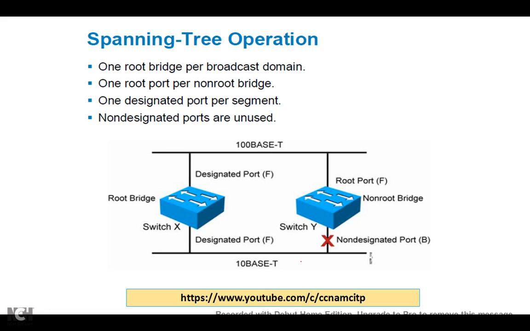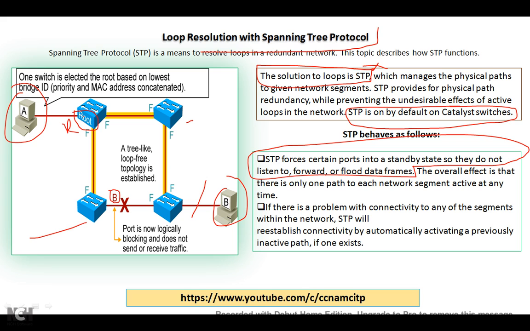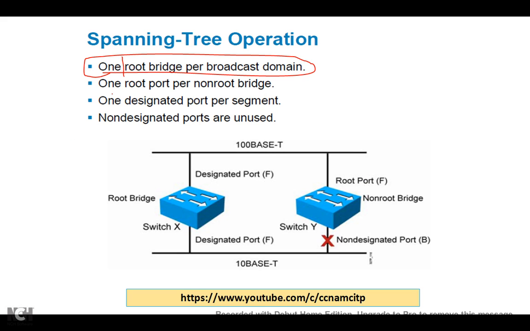The first thing here is one root bridge per broadcast domain. If spanning tree is operating in a switching environment, then to avoid loops and maintain the network loop free, it will select one root bridge. As I told you, we have one root switch here, this one. Second thing, one root port per non-root bridge. I will tell you what it means. And one designated port per segment.